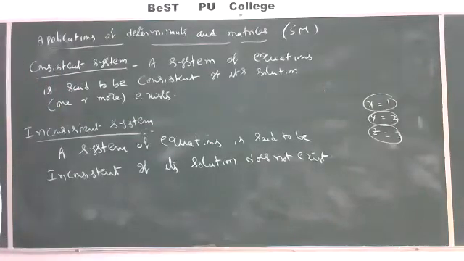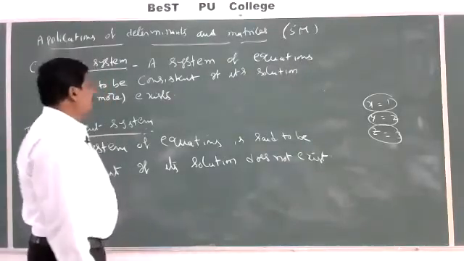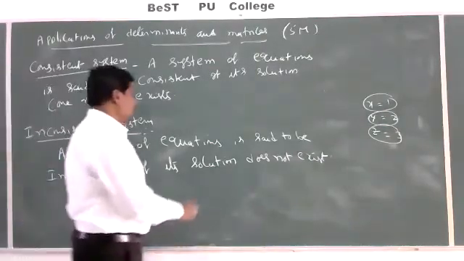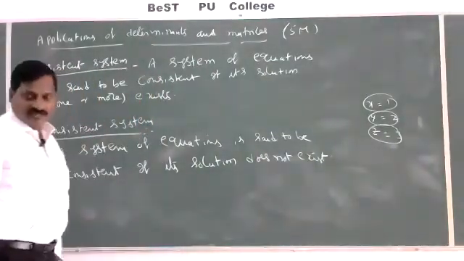First note down these two definitions. A system of equations is said to be consistent if one or more solutions exist, then the system is called a consistent system. A system of equations is said to be inconsistent if the solution does not exist.